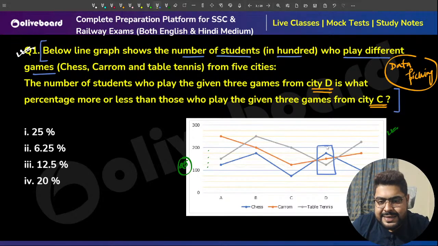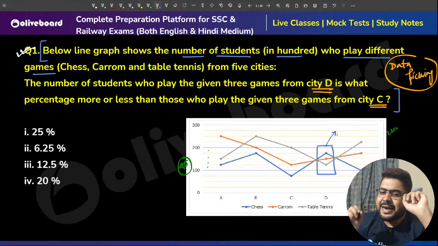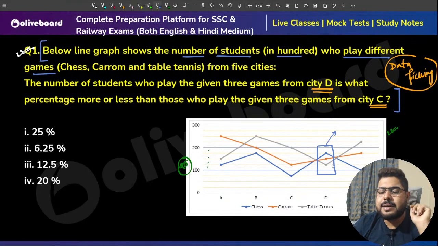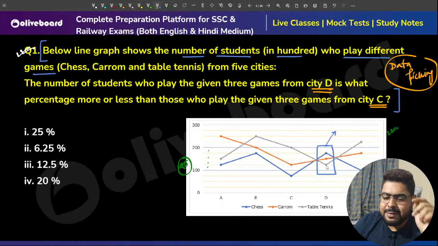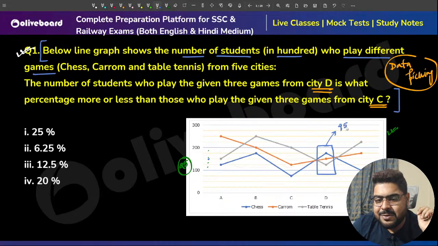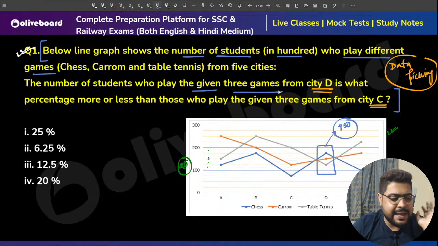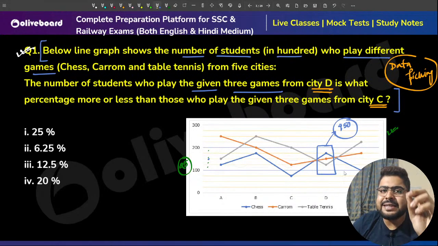These type of values are very simple. The blue line is one gap above this orange one, and the gray one is one gap less. So the sum will be the average. Orange is nothing but the average, in the middle, that is 150. So the sum is 150 times 3, that is 450, because they are asking for a total of 3 games.